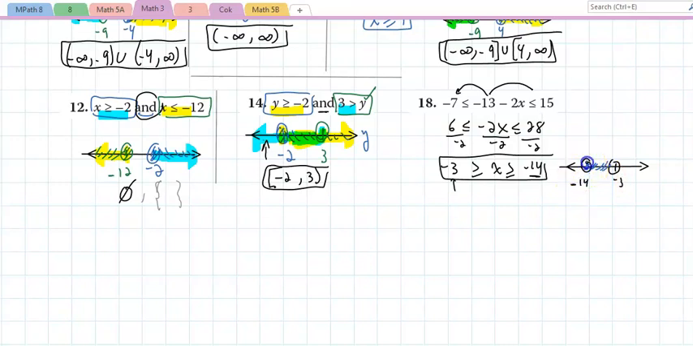And the solution would be, I didn't include those. I didn't see that. Okay, so that would be negative 14, included, all the way to negative 3 included.